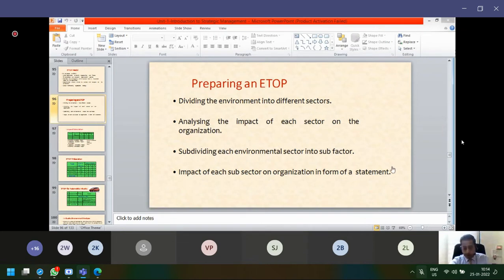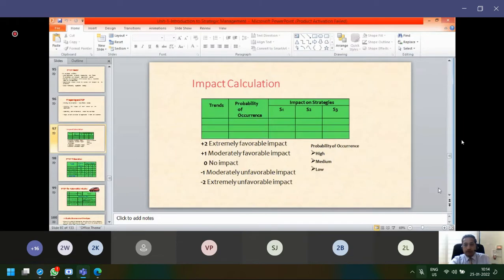Yes, sir. To make your understanding better, we'll take one example of how to prepare this ETOP. This impact calculation of ETOP, that is environmental threat and opportunities profile, that you can see in this diagram. Is this diagram visible? Yes, sir. So we'll have to understand how this ETOP is prepared.